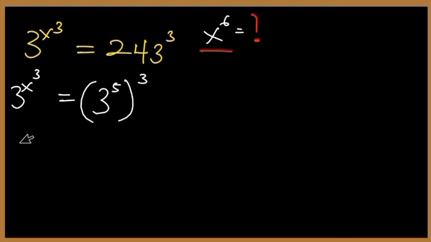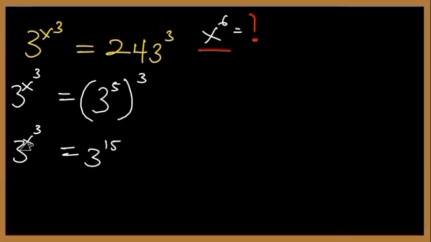So now we apply the power rule. So I'll have my 3 to the power of x, all to the power of 3, equals. Now this one gives me. So now we have the same base here. So we compare the exponents. So doing so, I'll have my x to the power of 3 equals my 15.